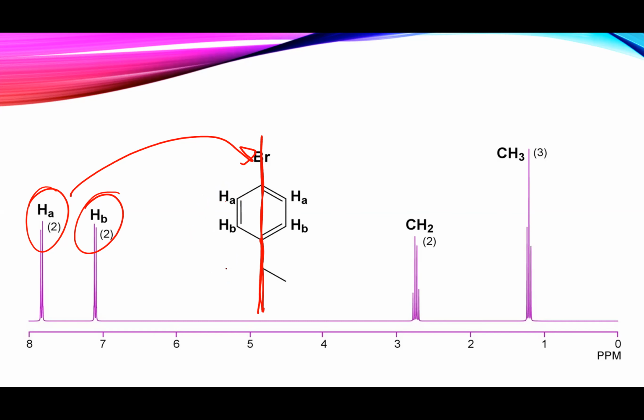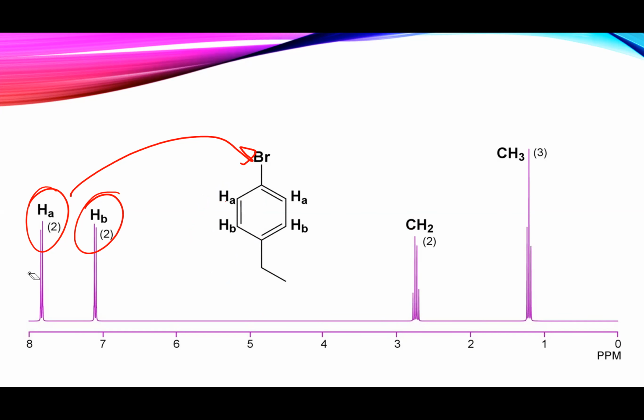And then the other interesting thing about this spectrum is that you see the traditional ethyl group here. So you have your CH2, which has 3 neighbors, so it's going to be a quartet. And then you have CH3, which has 2 neighbors, so it's a triplet.